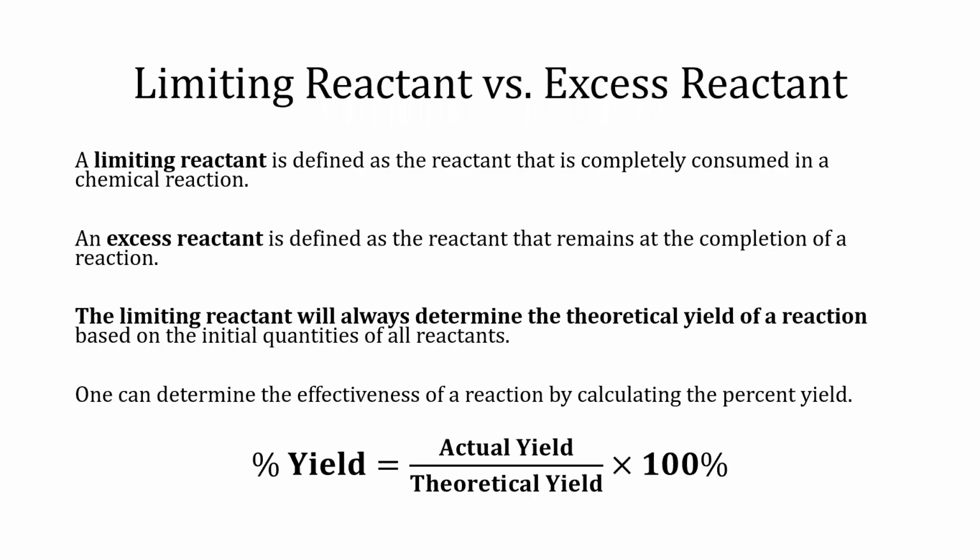A limiting reactant or limiting reagent is defined as the reactant that is completely consumed in a chemical reaction. An excess reactant or excess reagent is defined as the reactant that remains at the completion of a reaction. The limiting reactant will always determine the theoretical yield of a reaction based on the initial quantities of all reactants. One can determine the effectiveness of a reaction by calculating the percent yield. The percent yield equation is actual yield divided by theoretical yield times 100%.